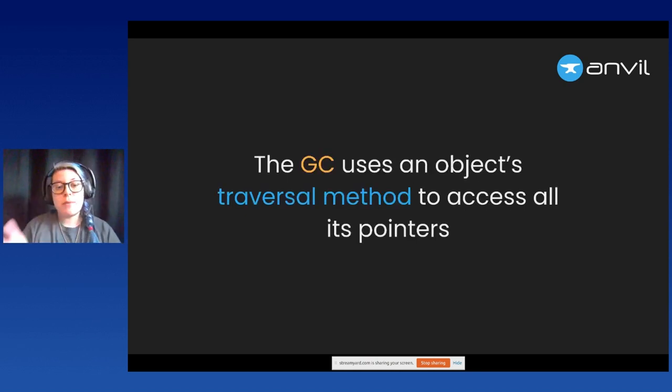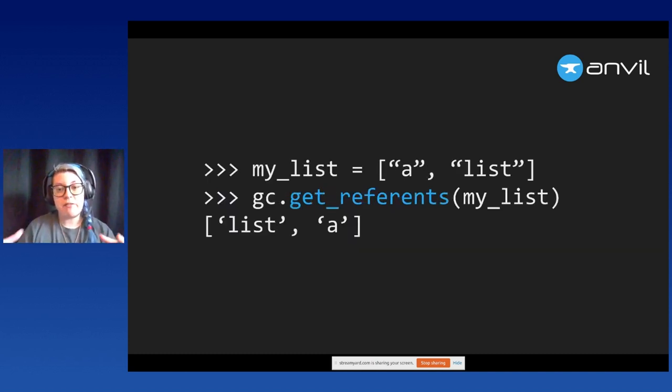The way that the garbage collector detects these cyclic isolates is it uses a traversal method to access all the pointers that an object has access to. If we've got a list, we can call this getReferents method on it. What that does is it goes through your object and says, what are all the things that you point at? This list has a pointer to the strings list and A. This is not guaranteed to be in any particular order, I think, by this method. And so what this does is it allows the garbage collector to detect these cyclic isolates, essentially.